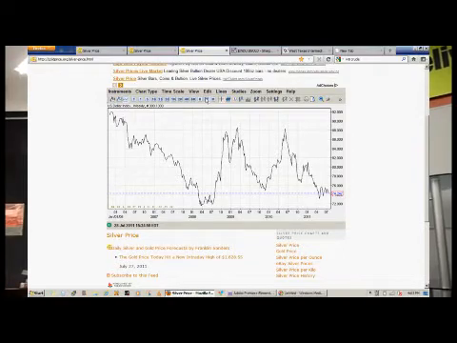What is that? Is that fiscal pumping? Is that QE, quantitative easing, money printing? And now the next one, the Dow to gold ratio. Now what is the Dow to gold ratio?